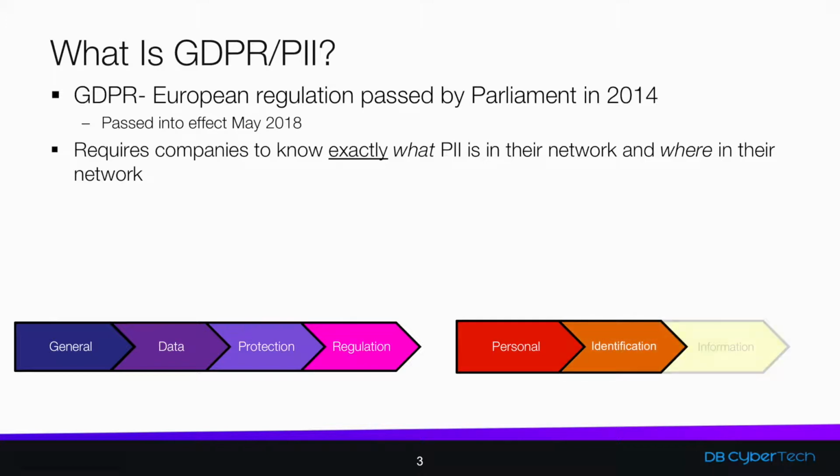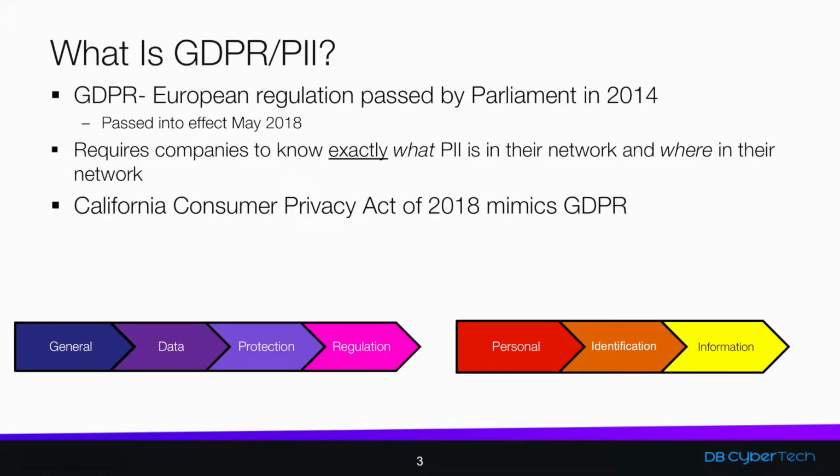PII stands for Personal Identification Information, which includes all sorts of sensitive information such as birthdays, phone numbers, email and home addresses, medical record numbers, and social security numbers. This includes data of both customers and employees as well.